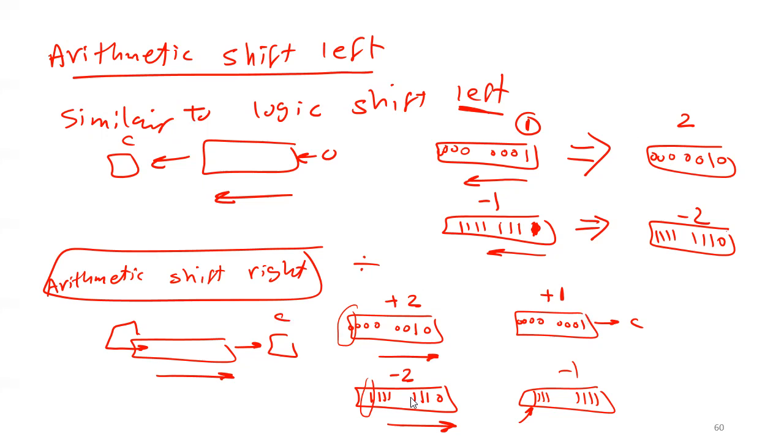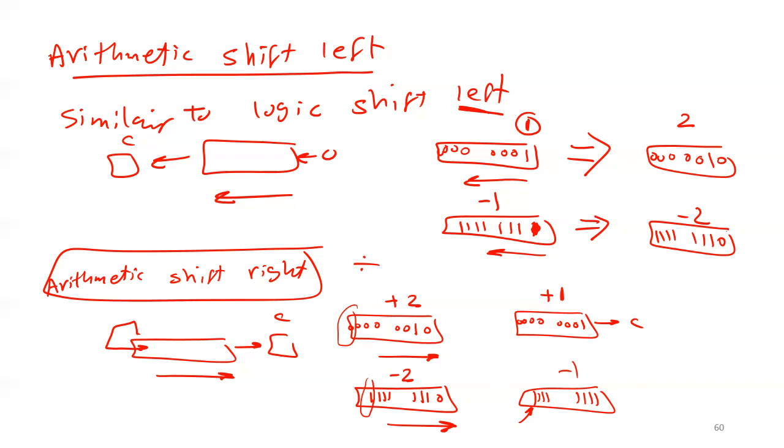But if this one is minus 2, look here, guys, this is minus 2. If I shift in a 0, I'm going to get a completely different result. I'm going to get a positive number. This is a problem. You got what I'm saying? If the number is negative and you shift in a 0, you are going to convert the negative number to a positive number. That's why you have to shift in the last bit, the sign bit.